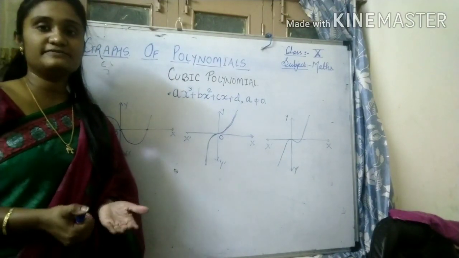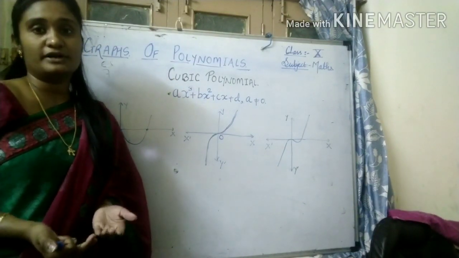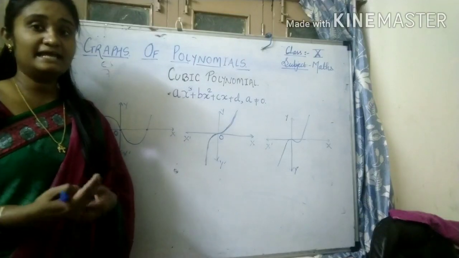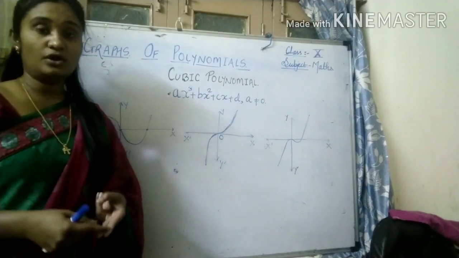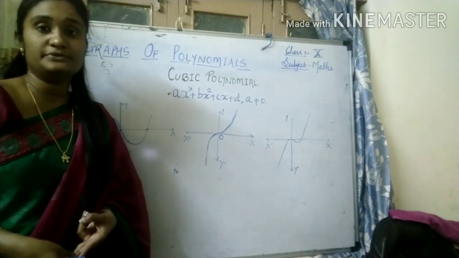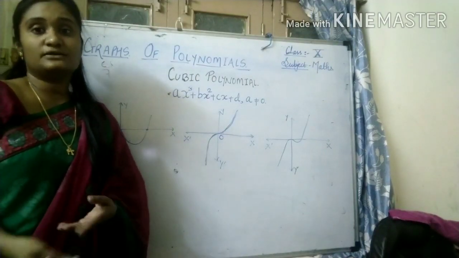Now, in the earlier case, when we tried to plot quadratic polynomials, we saw that either two distinct roots exist, or the two zeros will be exactly equal to each other, or there will be no roots at all.